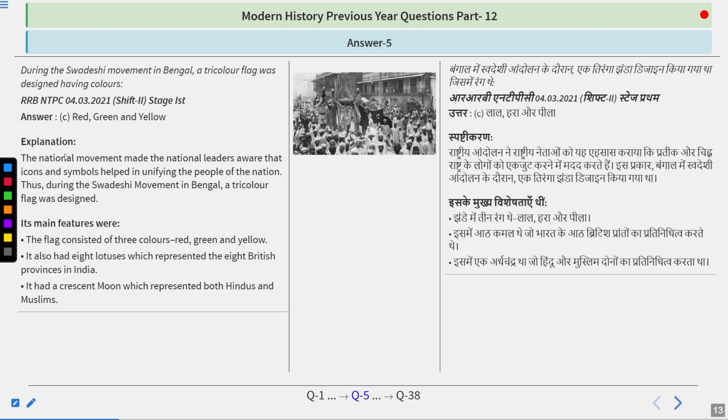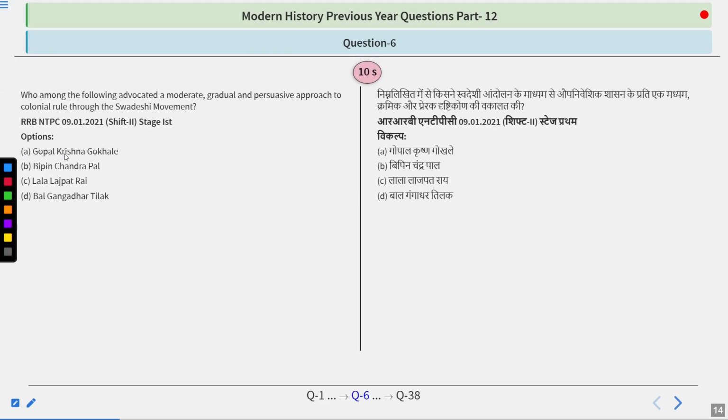And also Rabindranath Tagore wrote a famous song, Amar Sonar Bangla, during this time, which later became the national anthem of Bangladesh. Who among the following advocated a moderate, gradual, and persuasive approach to colonial rule through the Swadeshi movement? Gopal Krishna Gokhale, Bipin Chandra Pal, Lala Lajpat Rai, Bal Gangadhar Tilak. Take your time.